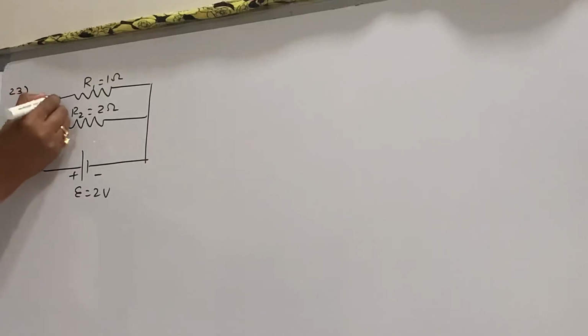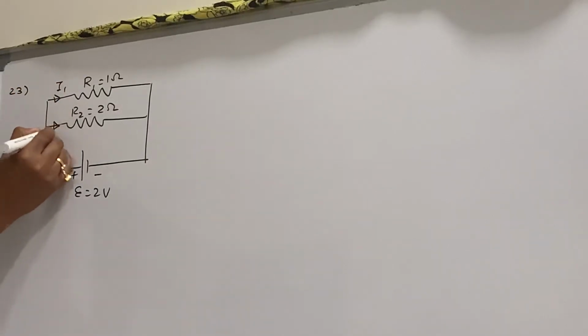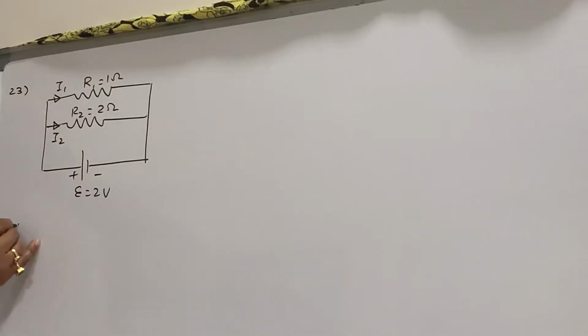Let the current through this be I1, and over here the current will be I2. Since E is equal to I1 into R1, and E and V will be the same because internal resistance is not given, I can write I1 is E upon R1. E will be 2, R1 is 1, that is 2 ampere. And second, I2 is E upon R2, which is 2 upon 2, which is equal to 1 ampere. So the current in each part will be 2 ampere and 1 ampere.